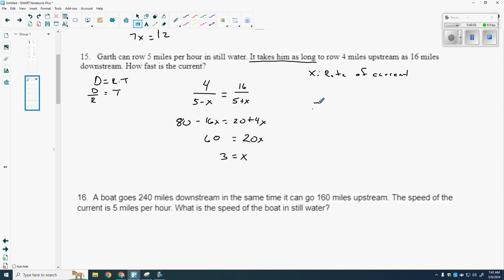How fast is the current? 3 miles per hour. When I get done, I just have to look back and see what I just found. Ask, what is the question? And if they're the same, I'm done. How fast is the current? X was the rate of the current. X is 3. I'm done. 3 miles per hour is the rate of the current. Okay.